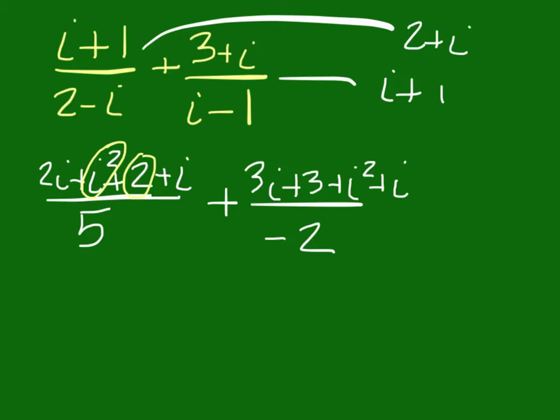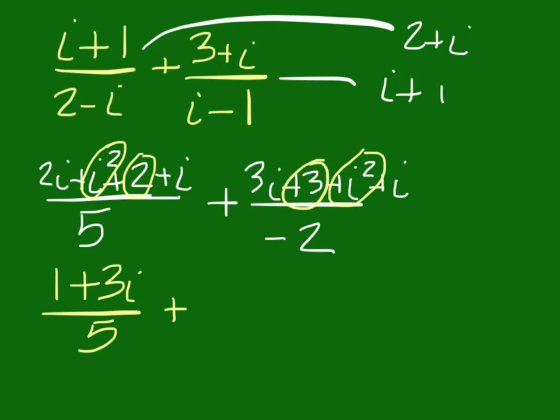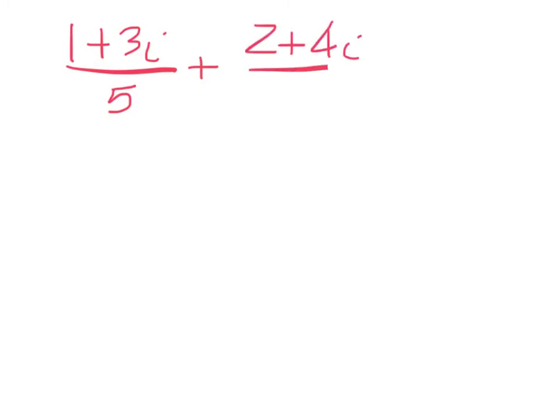i squared and 2, so that's negative 1 plus 2, that's going to be a 1. And then 2i plus i is 3i. On the right side, we'll have i squared and 3. That's the same as 3 minus 1, so that's going to be a 2. And then we have 3i plus i, and that's 4i. Everything over negative 2. So this is (1 + 3i)/5 plus (2 + 4i)/(-2).